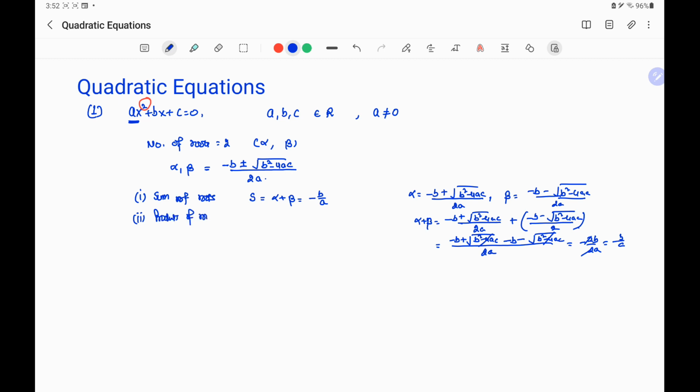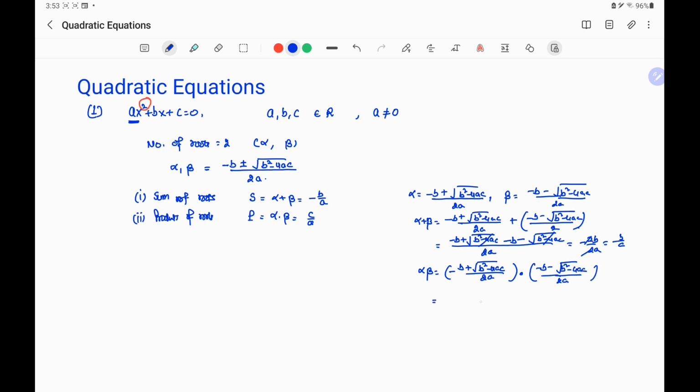The product of the roots is represented by, say, capital P. It will be equal to alpha into beta. This value will come c by a, which we can also calculate as alpha beta equal to minus b plus square root of b square minus 4ac by 2a into minus b minus square root of b square minus 4ac by 2a.